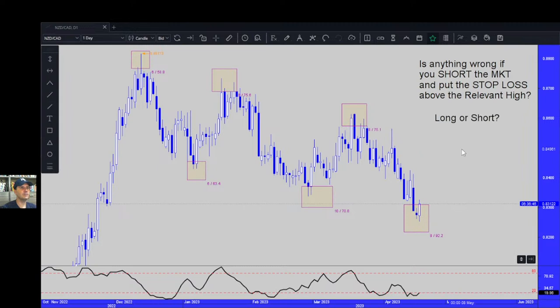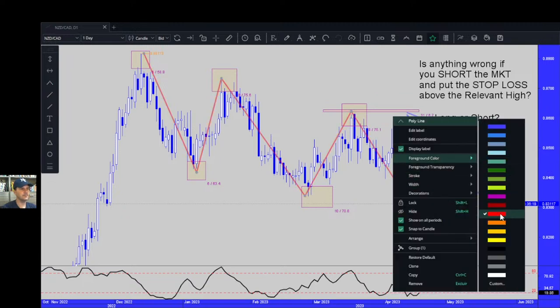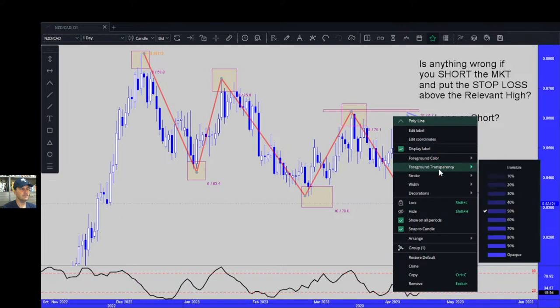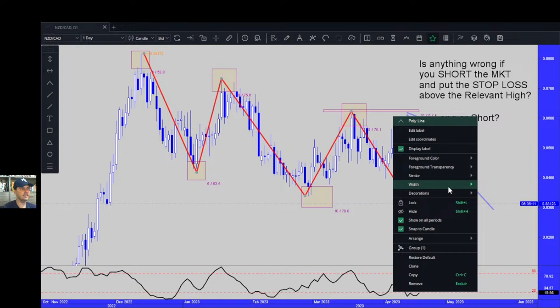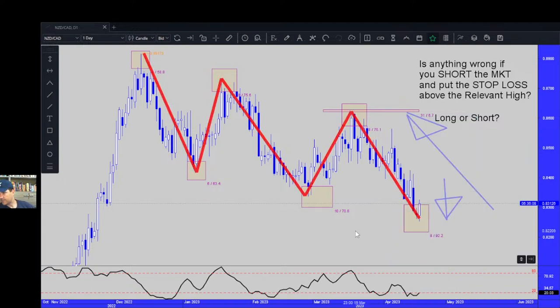Is anything wrong if you short the market and put the stop loss above the relevant high? Is anything wrong, everybody, if you short the market? You short the market right now and you put the stop loss above this relevant high. Is anything wrong? One, lower lows, lower highs, lower lows, lower highs, lower lows. What's the answer? Give me a second. There you go. Trading short term trend, downtrend, retracement rate. Candlestick formation is long, long candlestick formation. Stop loss 20 pips above.